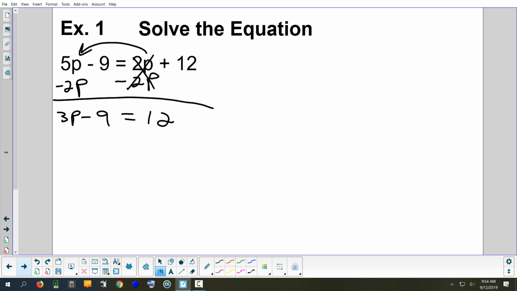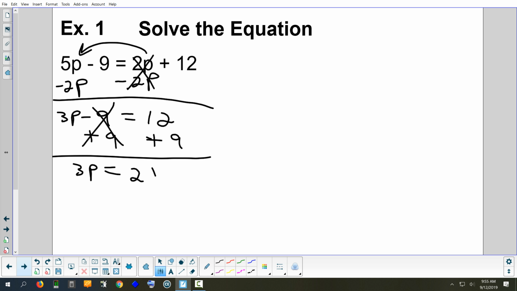What else do I need to add or subtract? Negative 9. Yeah, what do you want to do with that? Add it to the other side. Nice. We're going to add, and we're going to add. And now, when we do that, we're going to do another calculation, and we're going to avoid a negative again. So what am I going to get now? 3p equals 21. Yep. Negative 9 plus 9 is 0. And 12 plus 9, perfect. You got 21.